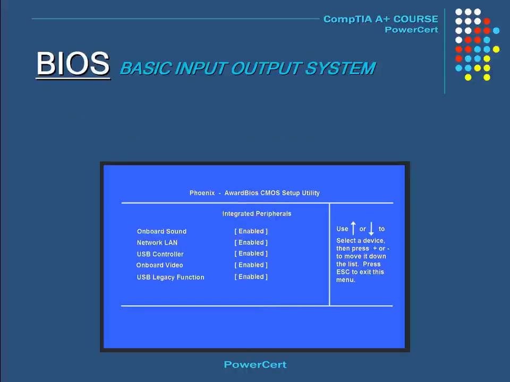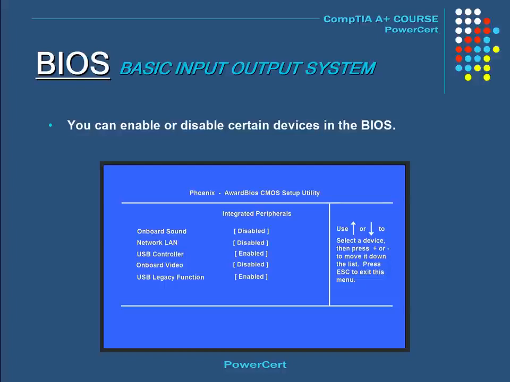Other things you can do in the BIOS is enable or disable certain devices. For example, if your motherboard has a built-in video, network, or sound card, you can disable these devices in the BIOS to save resources if you're not using them. But you really only want to disable these if your motherboard already has the adapter cards installed on the motherboard that already give you these capabilities.